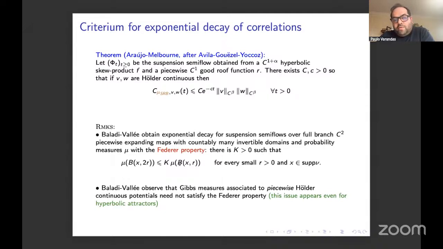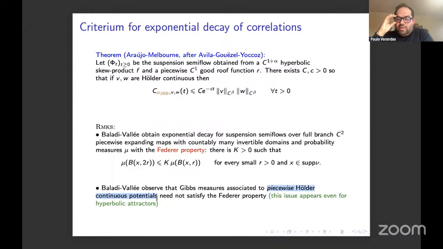And if it is satisfied for Lebesgue measure, it is also satisfied for measures which are absolutely continuous with respect to Lebesgue, in particular, which have bounded densities. So in these cases, when you were interested in studying decay of correlations for SRB measures, this property was satisfied immediately. However, Gibbs measures associated to piecewise Hölder continuous potentials, as the ones that appear when you make suspensions of flows, need not satisfy the Federer property.